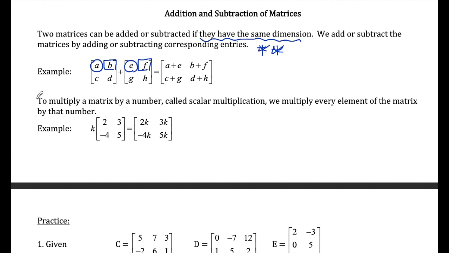To multiply a matrix by a number, this is called scalar multiplication. And you'll see it denoted with just a number outside the matrix. This means that I'm going to multiply this number by every element within the matrix. So 2 times k, 3 times k, -4 times k, and 5 times k. Let's look at a couple of examples of adding and subtracting matrices and scalar multiplication.